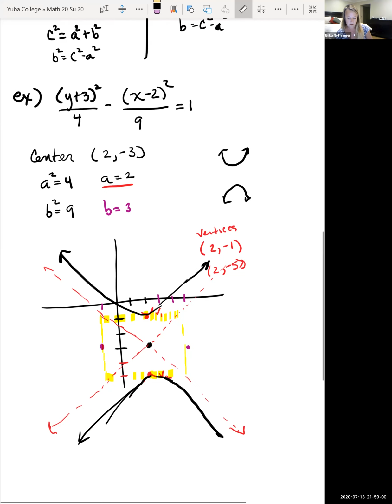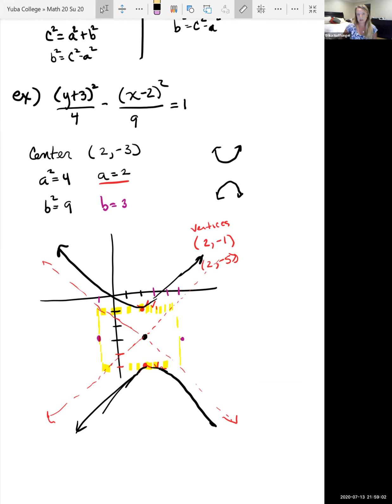So being able to plot our center, our vertices, and our B value, we can form our triangle, form our asymptotes, and be able to get a good shape of what the graph is. We could also find and identify more important points, our intercepts.